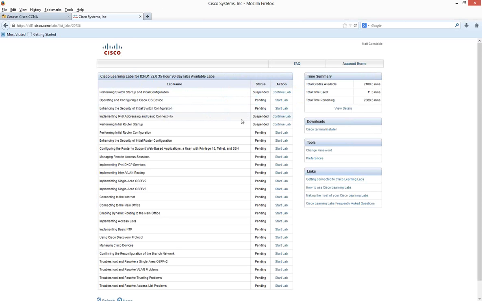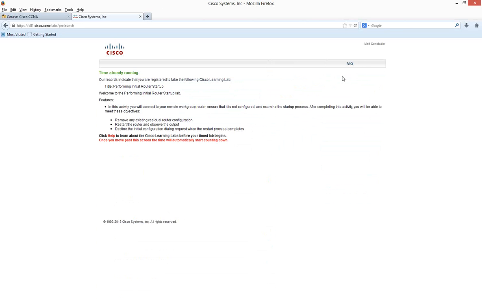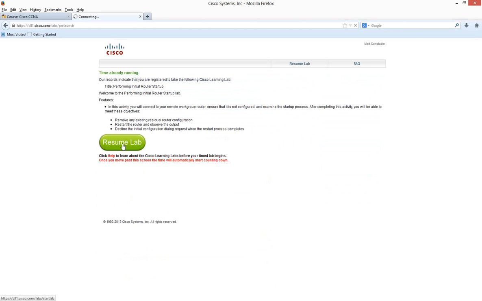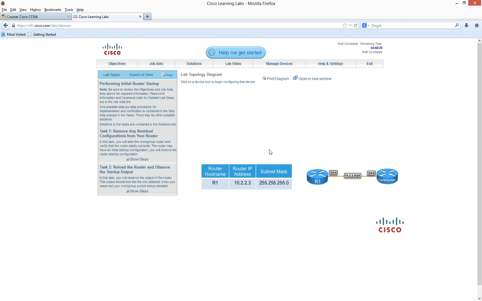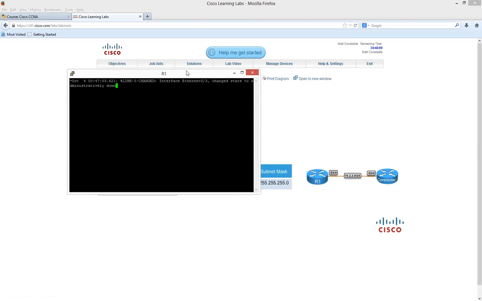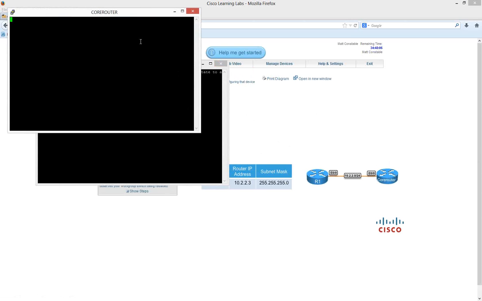Okay, another question. Is the term CIDR still commonly used? Yes. Okay, so I'm just going to go into one of these labs here. These are the Cisco Learning Labs, which again I recommend if you want a good hands-on guided step through. Have a look at this. This is a particular lab about performing initial router setup. Now I'm not actually going to use it like that. I'm just going to use it to demonstrate some static routing.